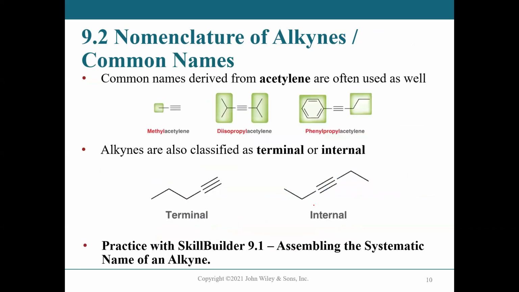All right. So common names derived from acetylene are often used as well: methylacetylene, diisopropylacetylene, and phenylpropylacetylene. Alkynes are also classified as terminal or internal. So here we have a terminal alkyne, and here we have an internal. And acetylene is just this. It's used in blowtorches for welding. And that's the common name, acetylene.